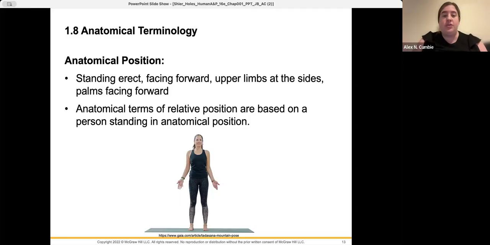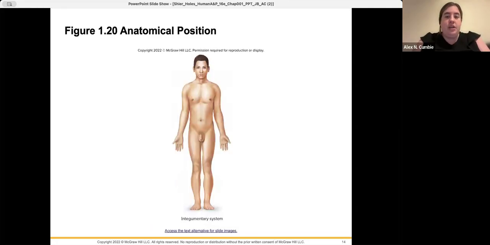So whenever we refer to a patient or any of our structures in the laboratory, right, we are thinking about them being in this correct anatomical position when we use directional terms. This is what your book provides, right? So this person is in correct anatomical position.